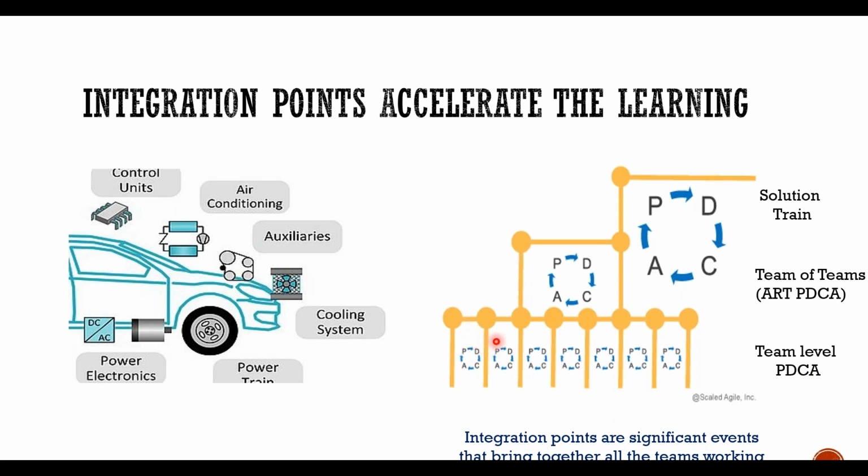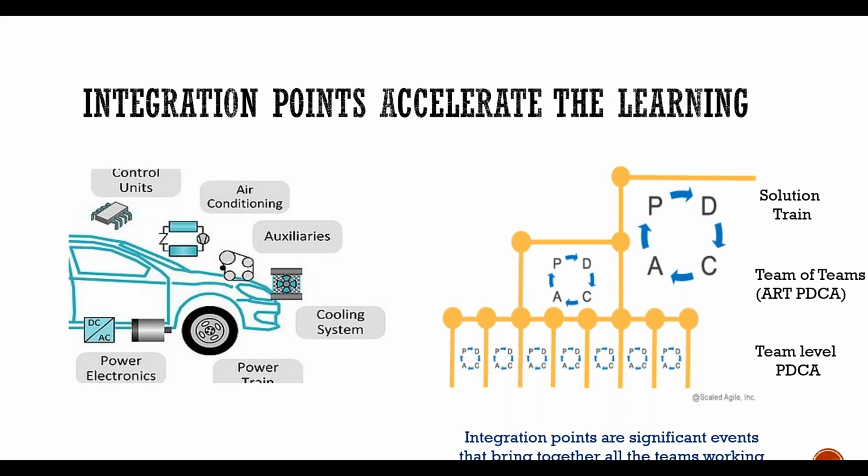Once the team of teams have developed multiple parts, they can do the integration points at the end of the PDCA cycle, and that is team of team integration, which is the Agile Release Train PDCA cycle. Now, if there are multiple Agile Release Trains, an ART of ARTs, at a solution train level you can do one more level of integration. So the integration points bring all the teams together to accomplish the value together. Now the question is, how often do your teams integrate?